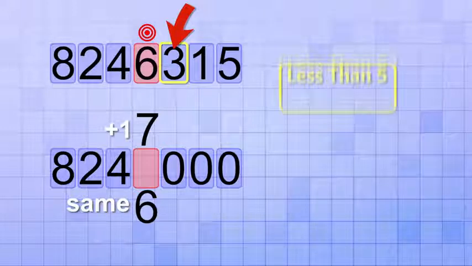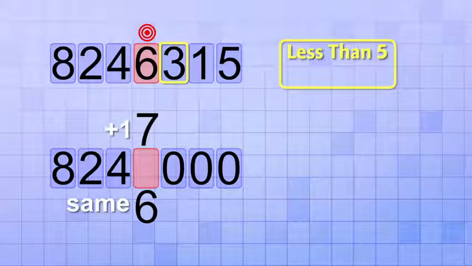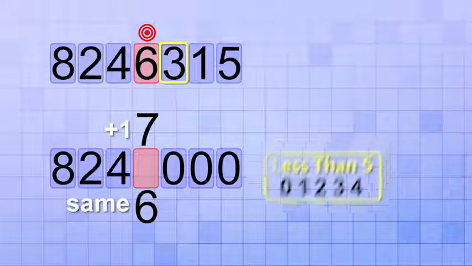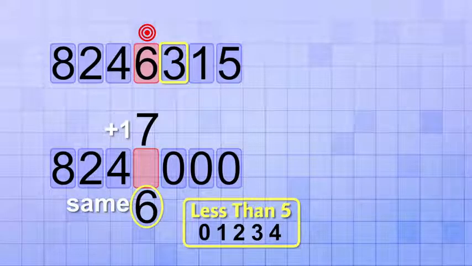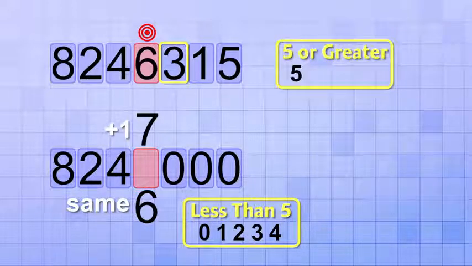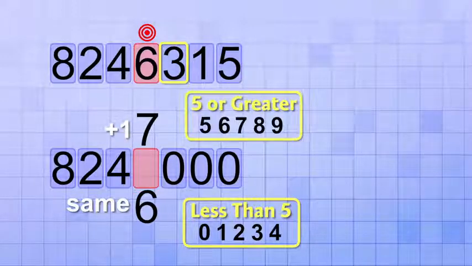If that digit is less than 5, in other words, if it's a 0, 1, 2, 3, or 4, then we'll leave the target digit the same in the rounded version. But if the digit is a 5 or greater, 5, 6, 7, 8, or 9, then we'll increase the target digit by 1.